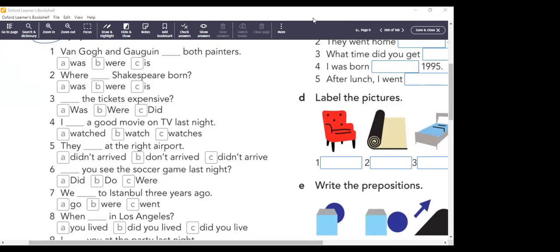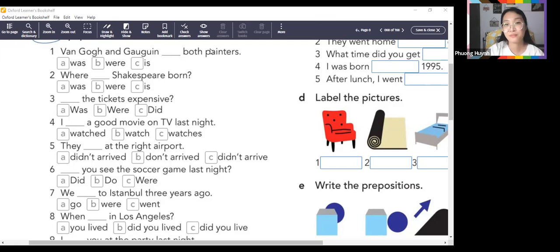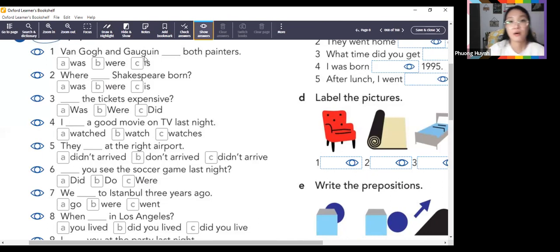Okay, so now let's check. All right. So for number 1, you say Van Gogh and Goya both painters. So what do you think? Which one is the correct answer? Okay, so number 1, you say B. Yeah, so you see the subject, there are 2 people, so you choose B. Đúng rồi, cái này subject vừa có 2 người, số nhiều bạn chọn câu B ha.